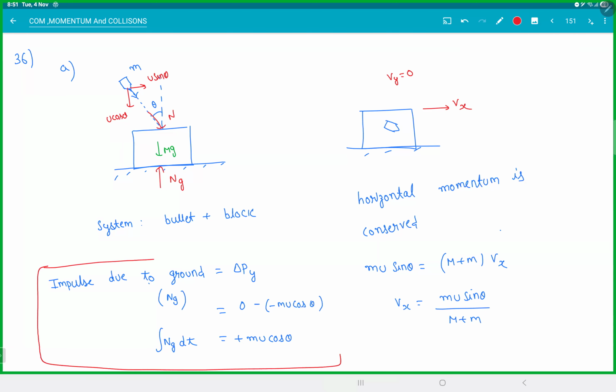Sometimes you get questions like this also. Find the impulse due to the normal reaction on the ground. Find the impulse due to the normal between them, something of that sort. So indirectly it is asking to find the change in momentum in that direction.